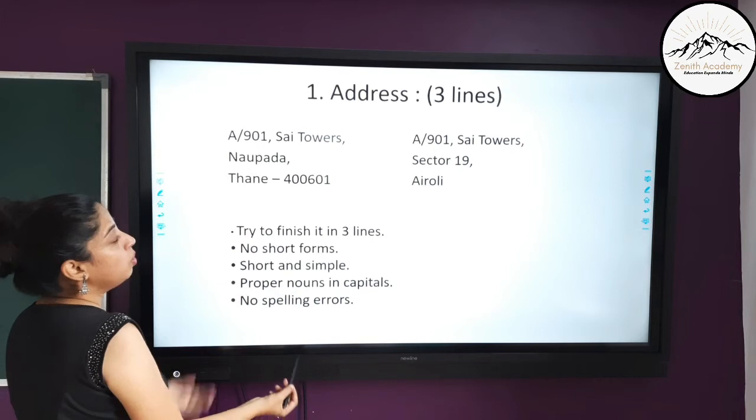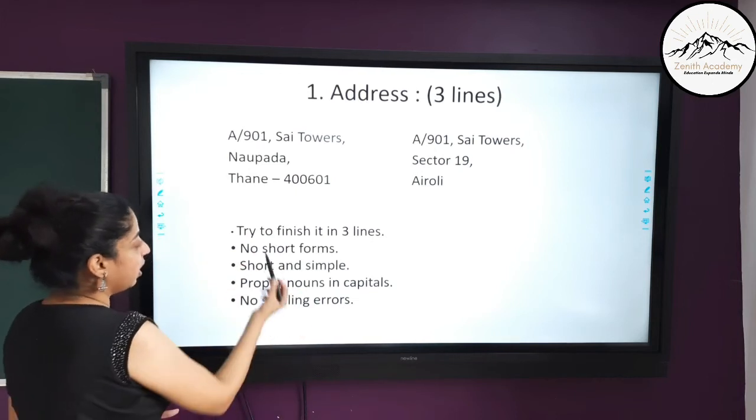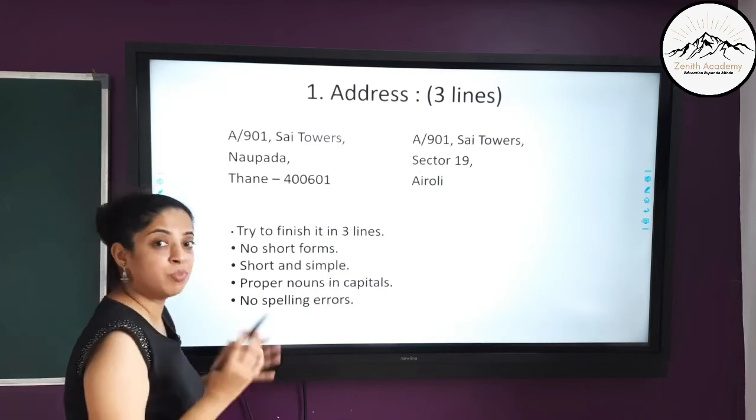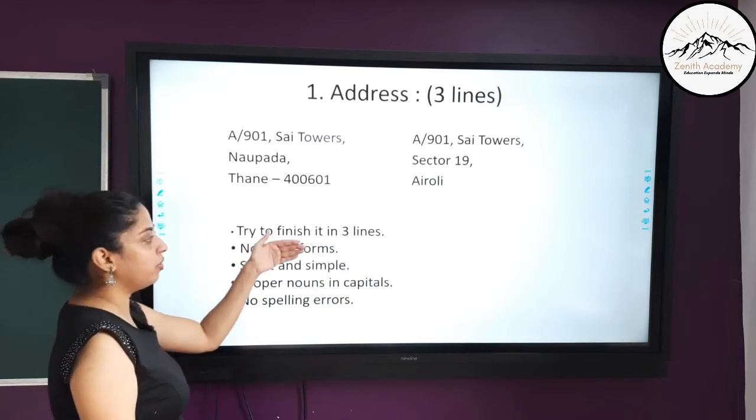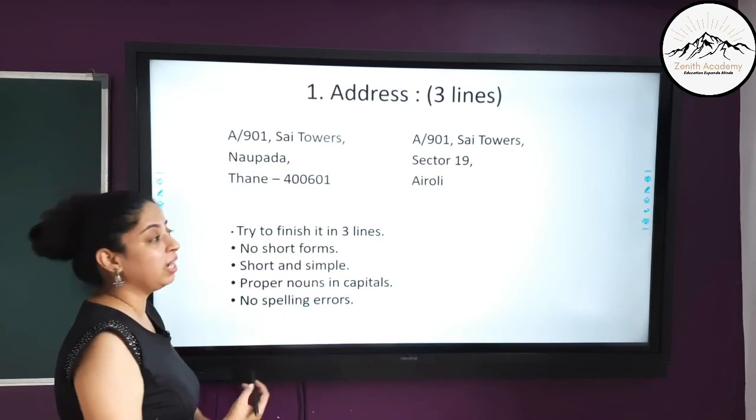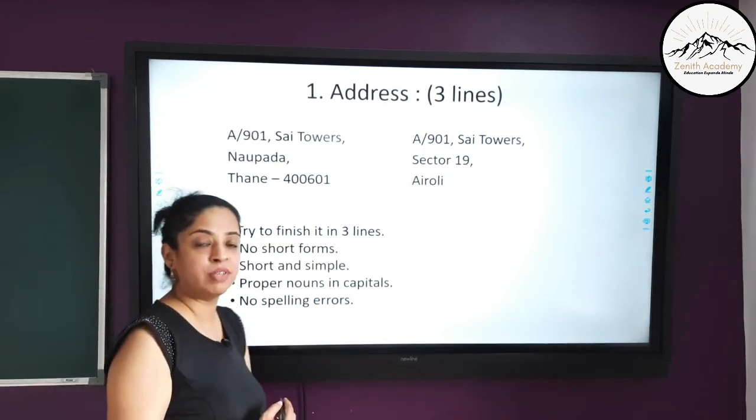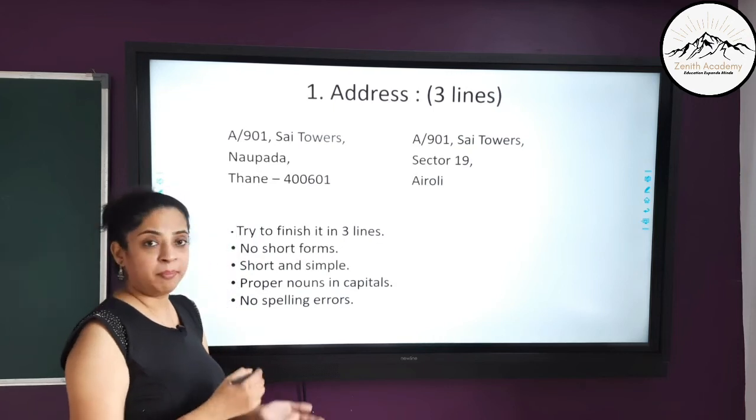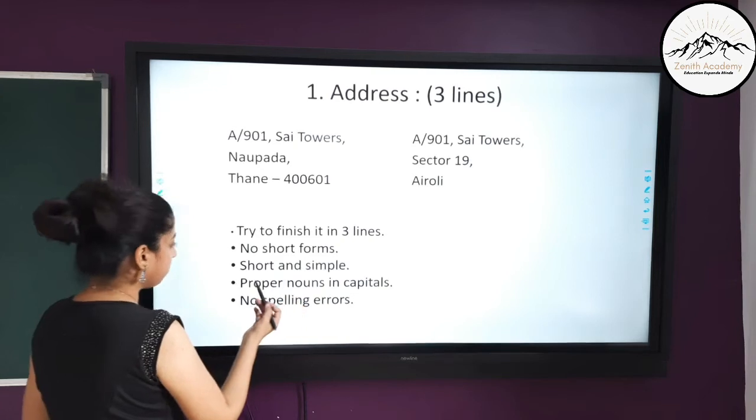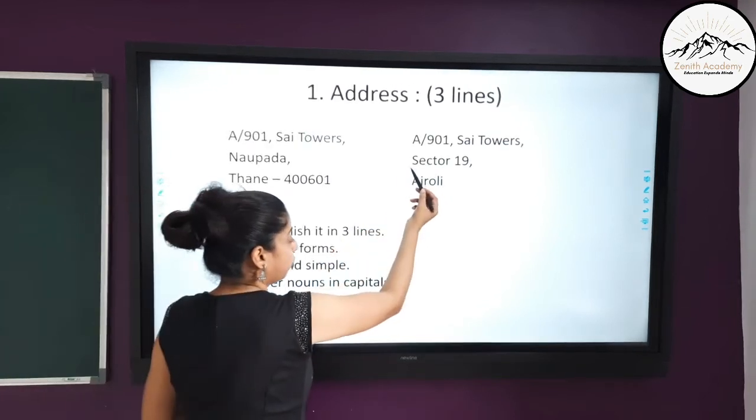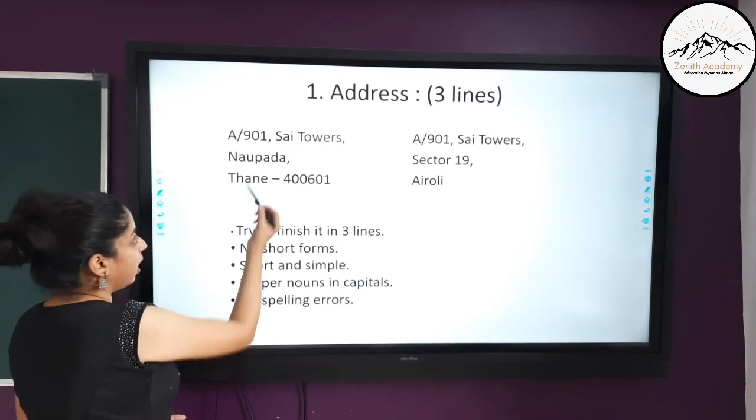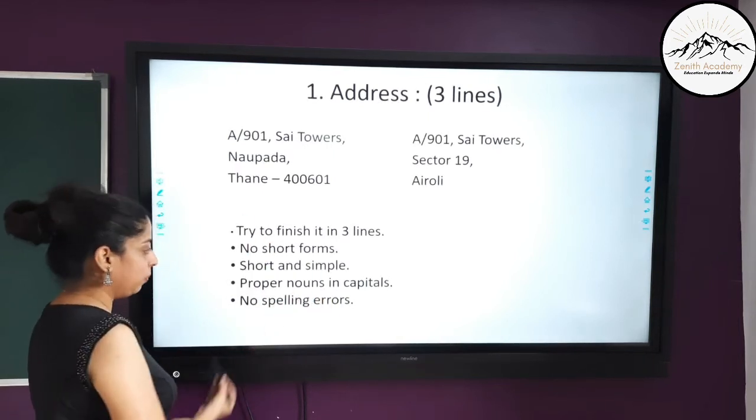We have to keep in mind these points: you have to finish it in 3 lines or a maximum of 4 lines, so just try to finish it in 3 lines. No short forms. You should not write any short form like BLDG for building or APT for apartments. You have to write the full address. For sector you will have to write the full word sector. Full spellings have to be there. The address has to be short and simple.